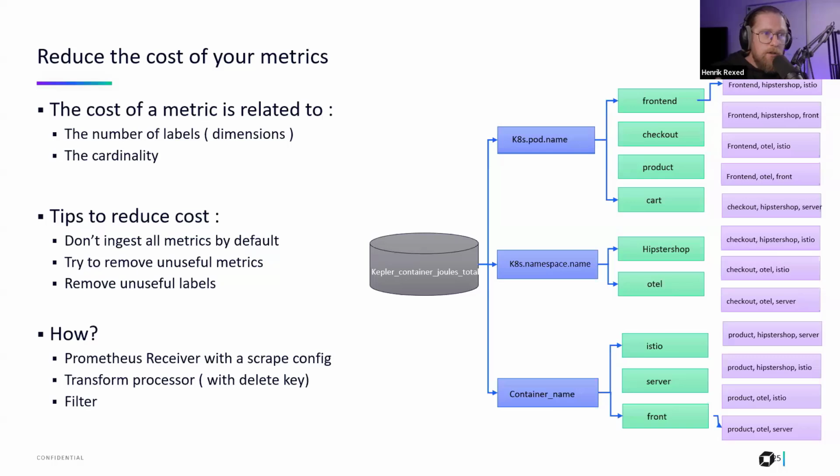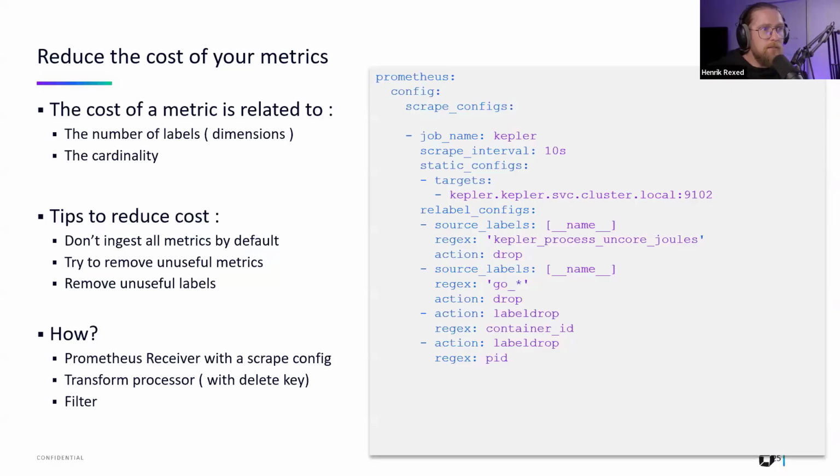Same thing if you have metrics that you are not going to do anything about because it doesn't make sense for you, just drop them. And then you will be more efficient. So how do you drop and control the cost and the metric itself? Well, there are a few ways of doing it.